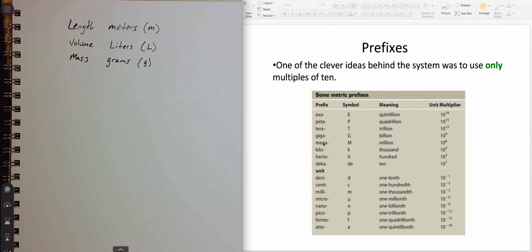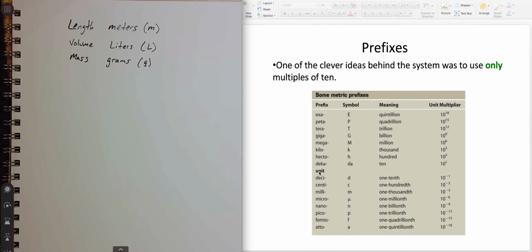Mega, we don't deal with mega in biology. That's a big number. Millions of anything is typically too big in the human body. Kilo. Now here's one that we do use, like kilogram. Kilo, and the meaning is 1,000. All right, and what that means is it's 1,000 of the base unit.